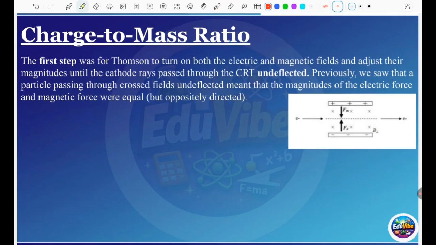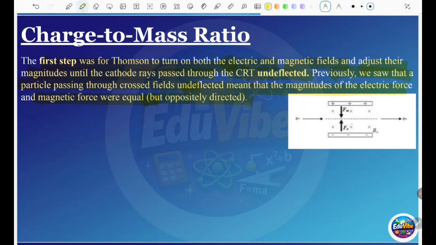In the first step, Thomson turned on both the electric and magnetic fields and adjusted their magnitudes until the cathode rays passed through the CRT undeflected. Previously, he saw that particle paths through crossed fields being undeflected means that the magnitudes of the electric force and the magnetic force are equal but oppositely directed. So when the crossed fields leave the rays undeflected, the electric and magnetic forces must be equal in magnitude but opposite in direction.